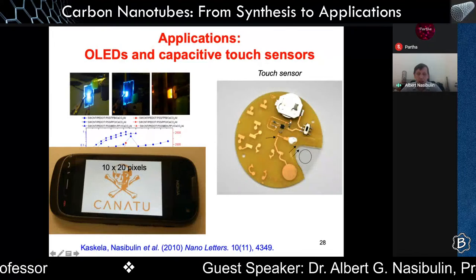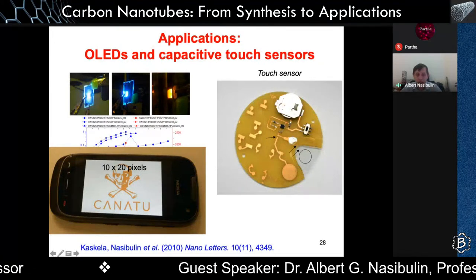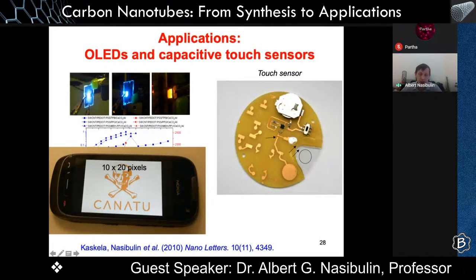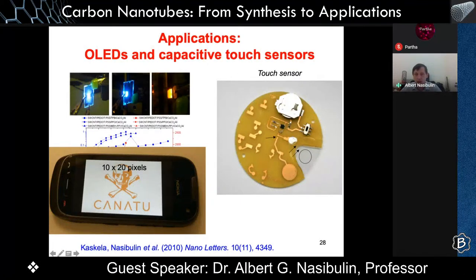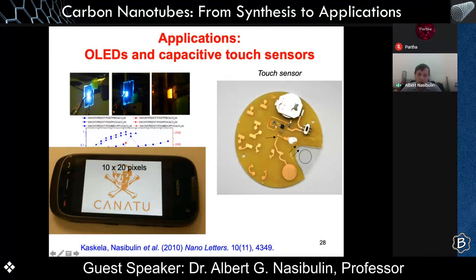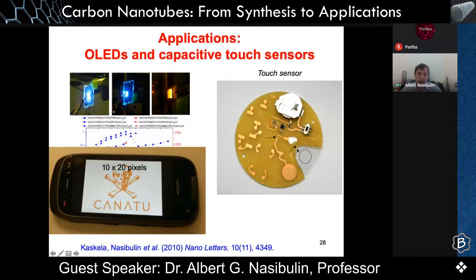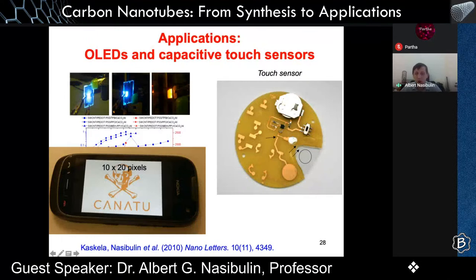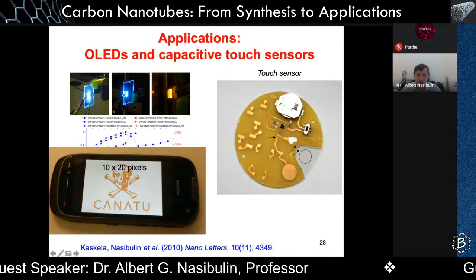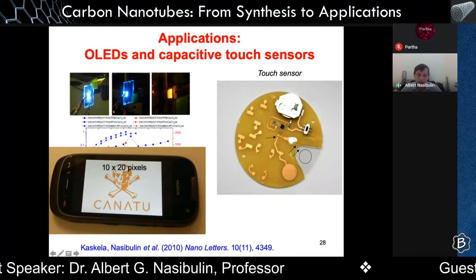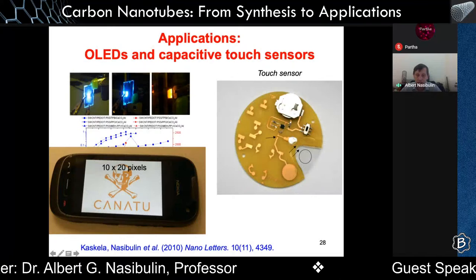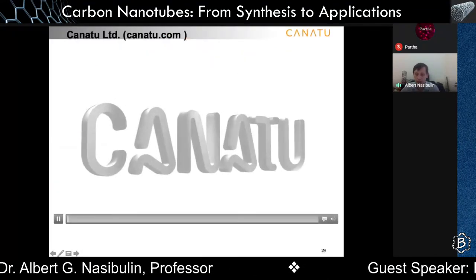Well, approximately at that period of time, Nokia was bought by Microsoft. They lost any kind of interest to develop this technology, and so Nokia and our company Kanatu, whose name came from carbon nanotube, started to look for their own niche where to develop. And since the gadget market was quite crowded, they went to the automobile industry.